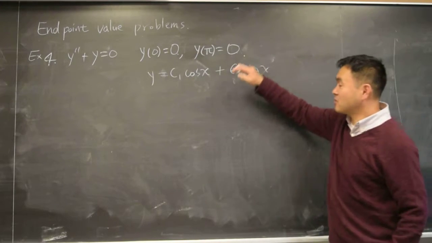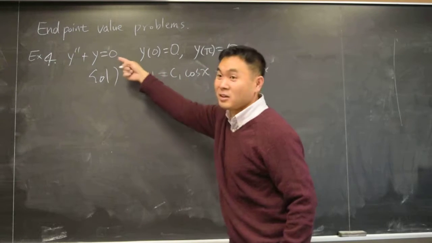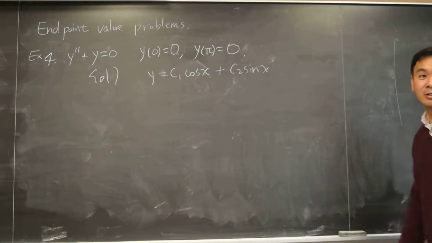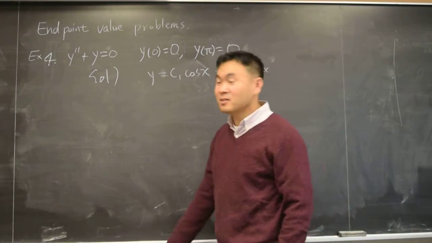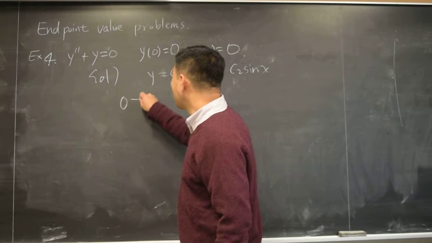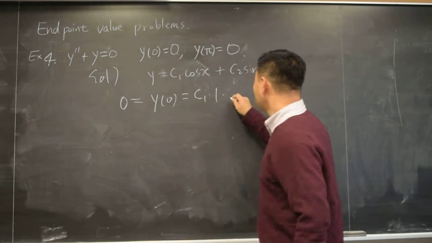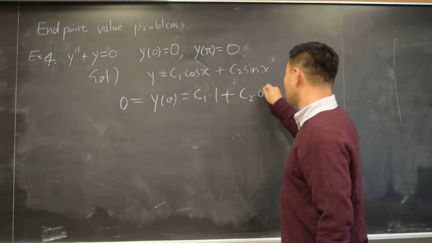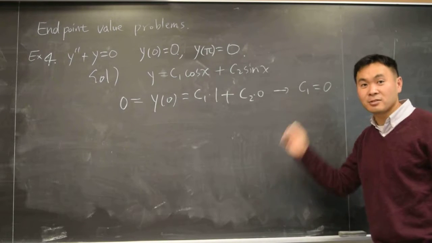Here's the question. Solution. Of course, you start out by saying that this has this as the general solution, right? What do you think the solution will be? Would you have two situations where you have the same answer? So what does that mean? Okay. So you have 0 equals y of 0, which is just c1 times 1 plus c2 times 0. So that gives you that c1 is 0. Done.